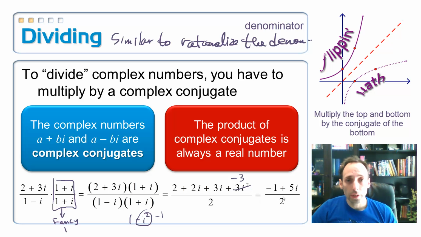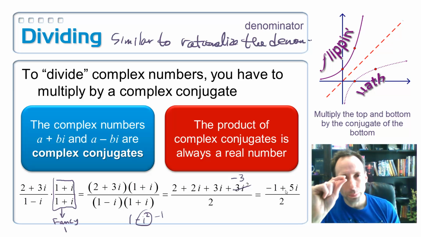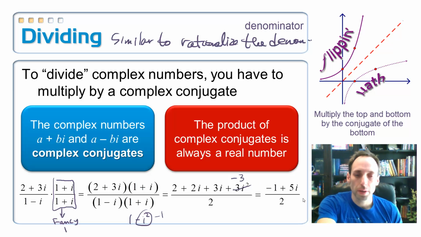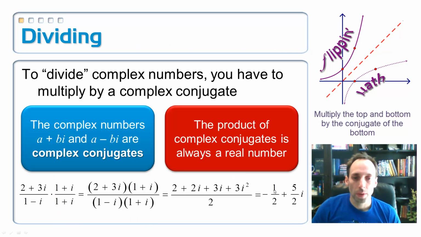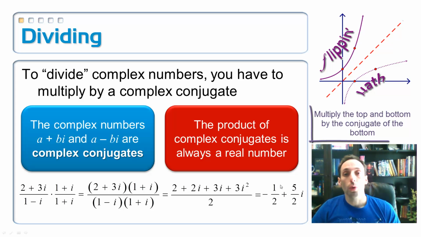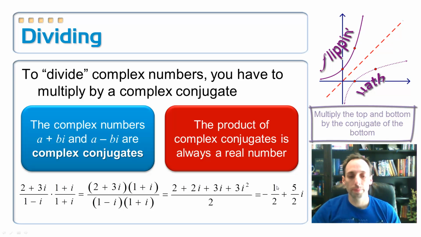And if you leave it like this, again, technically, you're only part right. You have to separate those things out to put it in standard form, so just divide both parts by 2. Negative a half plus 5 halves i, where the negative a half is the real part, 5 halves is the imaginary part. Okay, so dividing complex numbers, we're going to multiply the top and the bottom by the conjugate of the bottom. Let's try it.